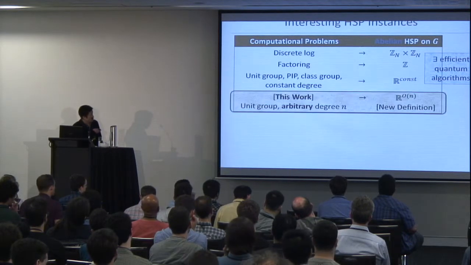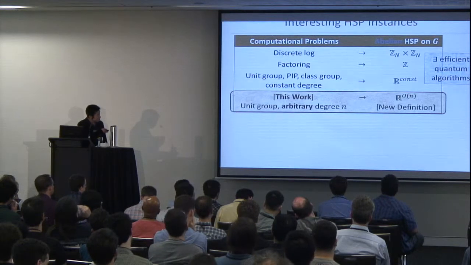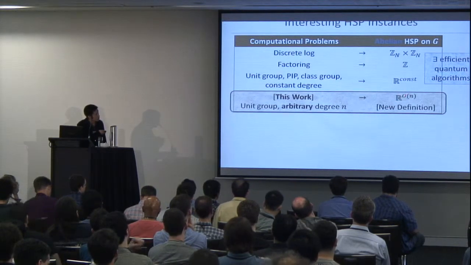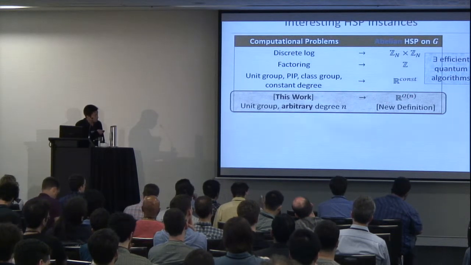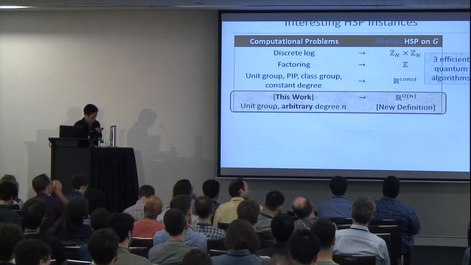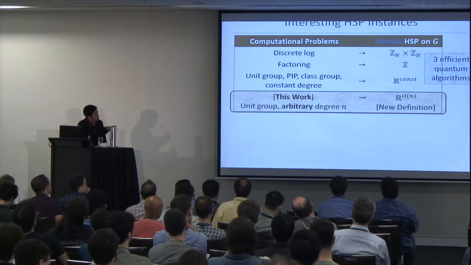In this work, we reduce the arbitrary degree unit finding problem to our new HSP definition on high dimensional real space, where the dimension is proportional to the degree. And this instance can also be solved efficiently. Notice that all these groups involved so far are abelian.